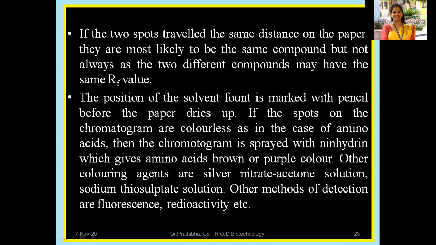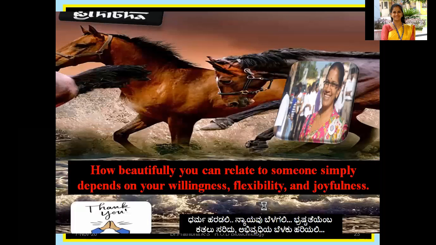The spots on the chromatogram are colorless, as in the case of amino acids. Then the chromatogram is sprayed with ninhydrin, which gives amino acids or any kind of compounds brown or purple color. Other coloring agents are silver nitrate acetone solution and sodium thiosulfate solution. Other methods of detection are fluorescence, radioactivity, etc.